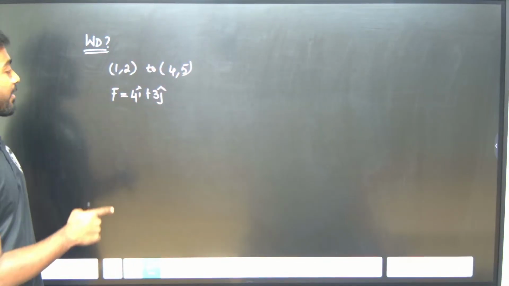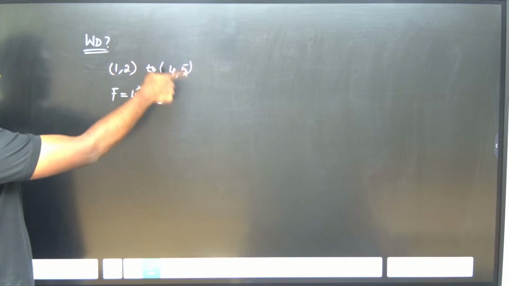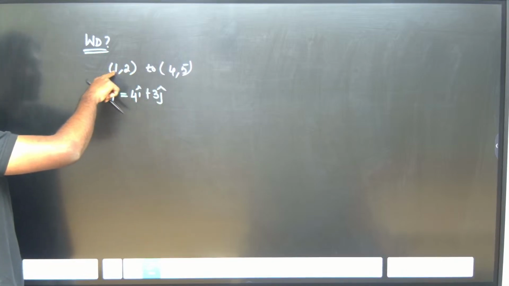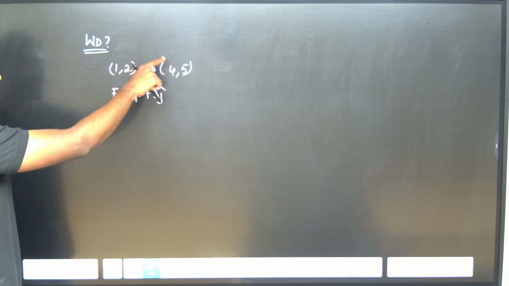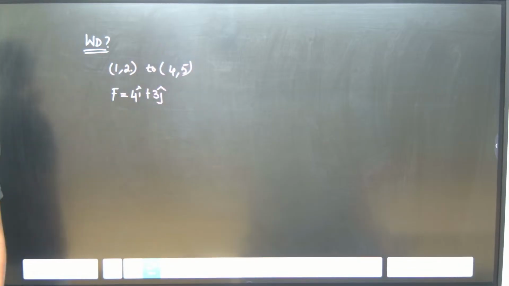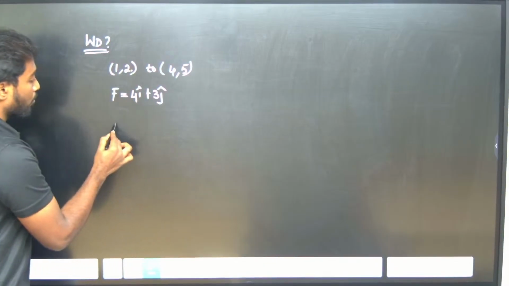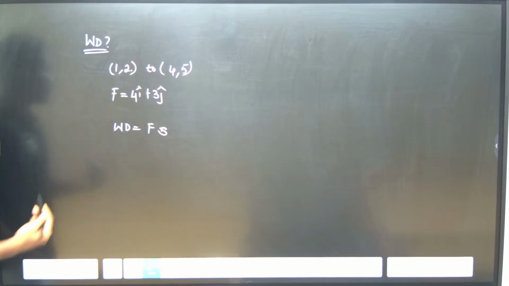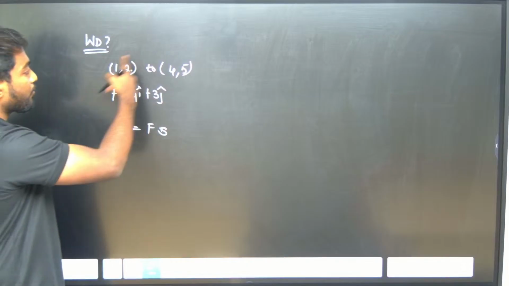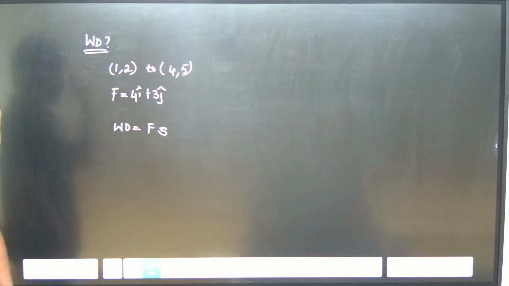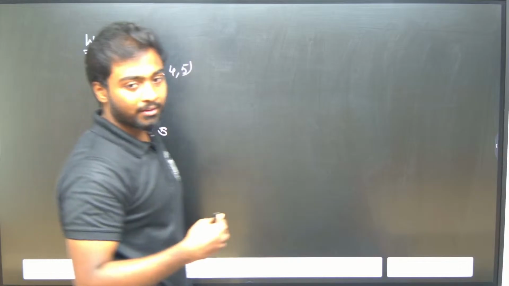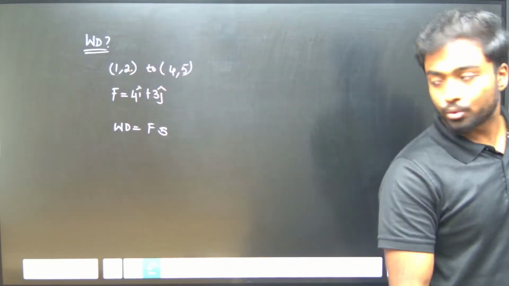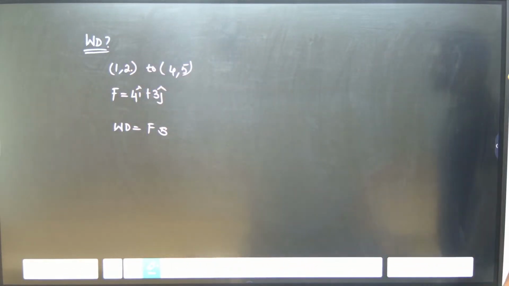So force is given in terms of i cap and j cap, and points are given in terms of x1, y1, x2, y2. Now work done will be equal to F dot s or F dot d, whatever it is. Now the points, if I see here, it's a variable point. It's varying. So what should I do now? What's the thing I can do here?